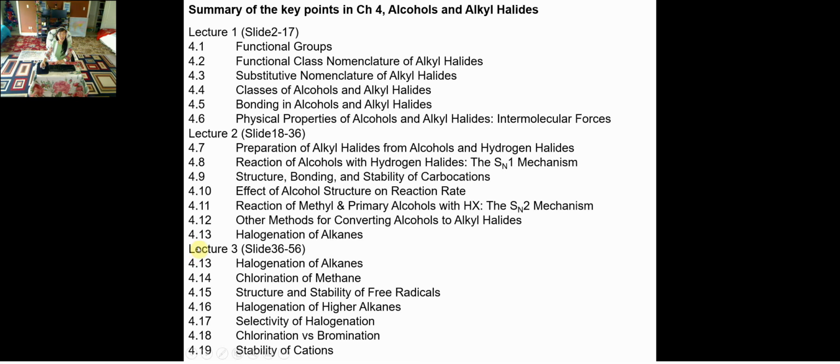And then in the third lecture, we are going to be focusing particularly on the halogenations of alkanes to produce alkyl halides. 2 different types of halogenations. The first one is called chlorination. The second one will be bromination. We are going to discuss the stability and structures of different radicals related to the selectivities. And then we are going to do a comparison between chlorination and bromination. The last topic will be stability of the cations, stability of the radicals as well.